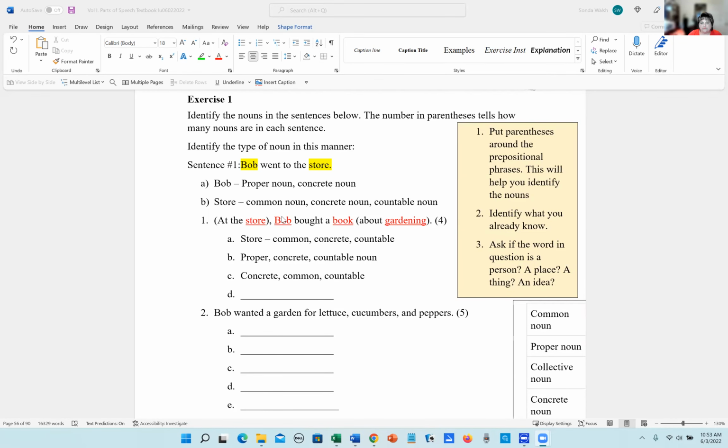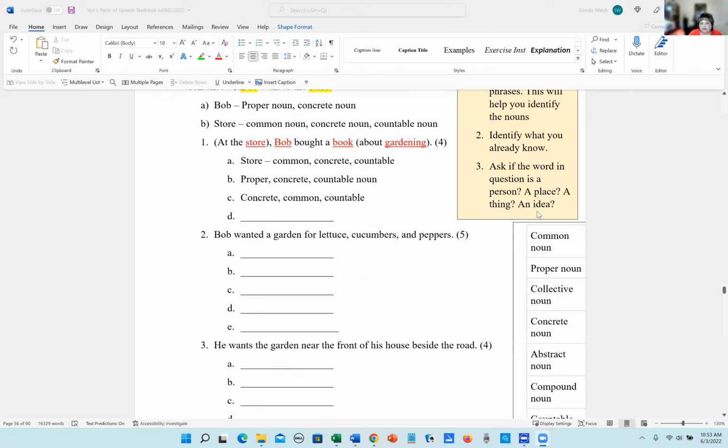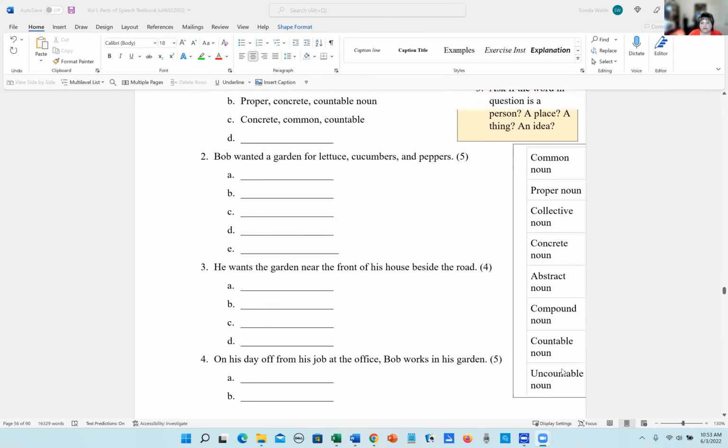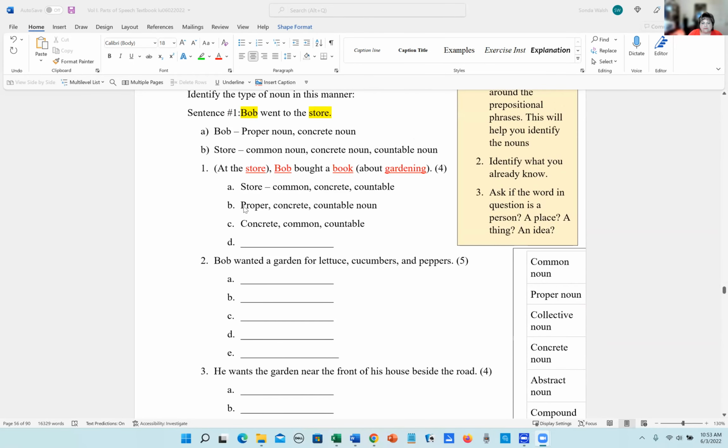So I've done number one for us. And I also pulled over the list of nouns. So number A, the word store is a common noun. It's not a proper noun. It's not a collective noun. It is a concrete noun. It's not abstract. It is countable, not uncountable. Okay. So then B is proper, concrete, and countable. And C, the word book is concrete, common, and countable.